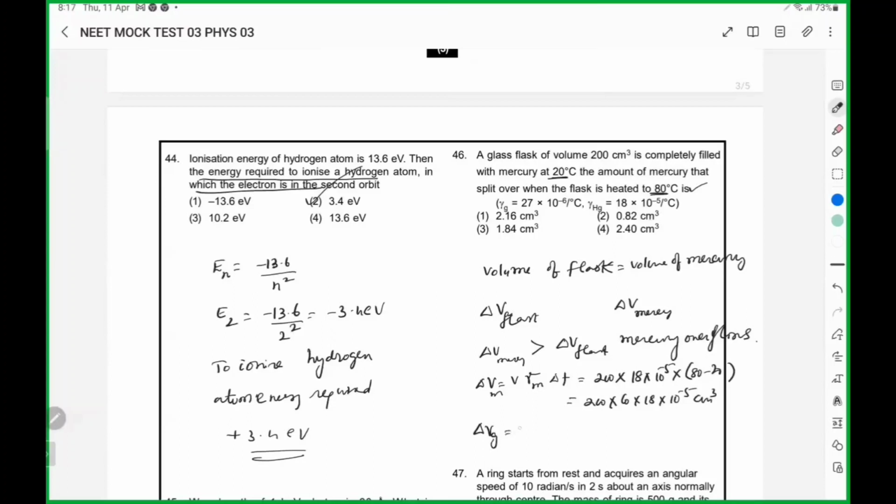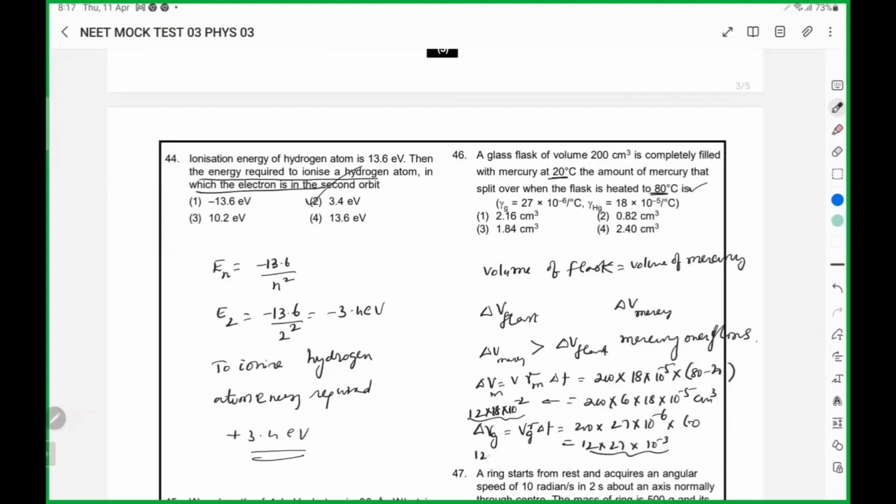Similarly, change in volume of the glass is V gamma of glass into delta T. 200, gamma of glass is 27 into 10 power minus 6, delta T is 60. So which is 12 into 27 into 10 power minus 3. Here also this is 12 into 18 into 10 power minus 2. So this one is obviously more than this.